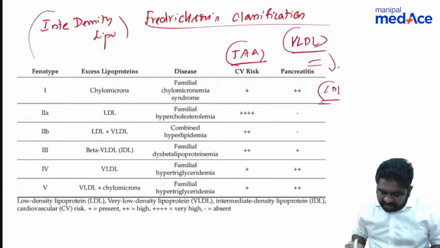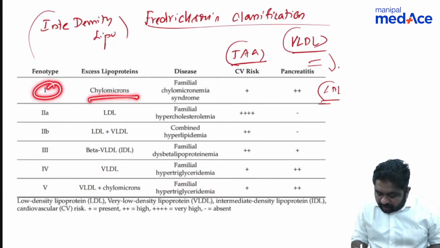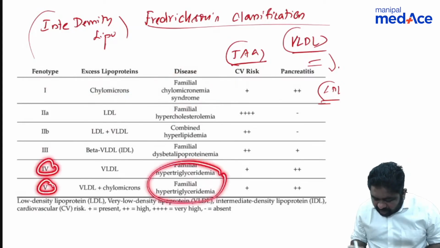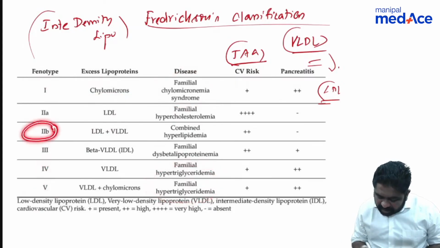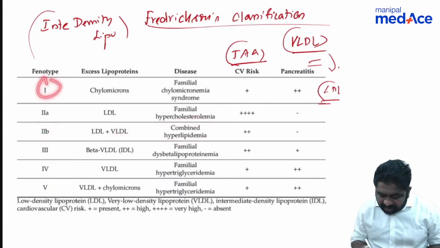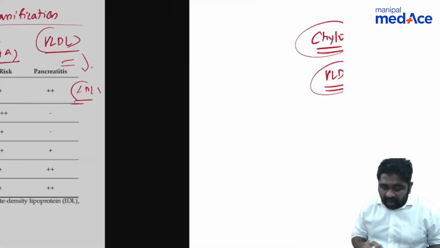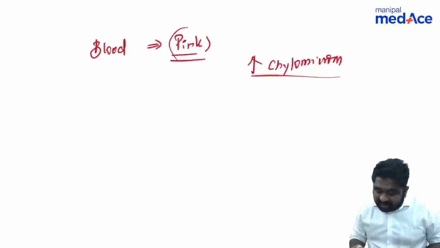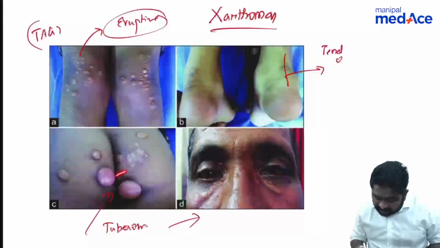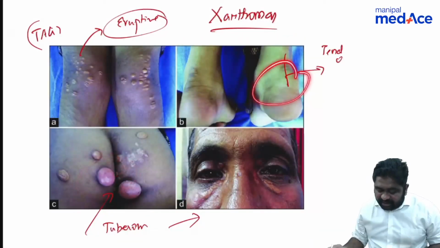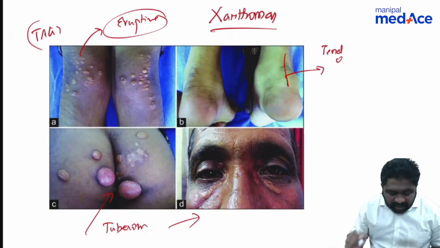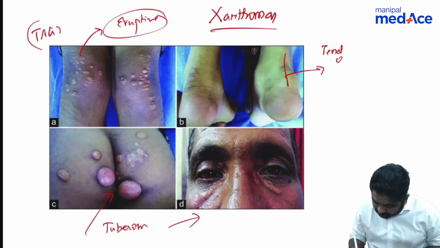Now, look at this, it becomes easier for you. Type 1 contains chylomicron, so you will have chylomicronemia syndrome. Type 4 and type 5 both contain triglycerides, and type 2b has hyperlipidemia because of VLDL also. So in all these conditions, you can have eruptive xanthoma. But what is the tuberous xanthoma capable of showing you? This is tuberous xanthoma, this is tendinous xanthoma. Both of them indicate hypercholesterolemia.